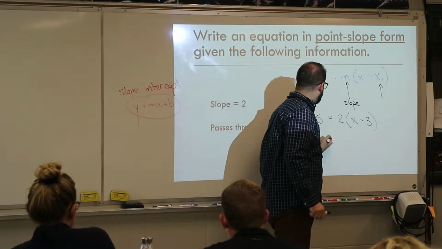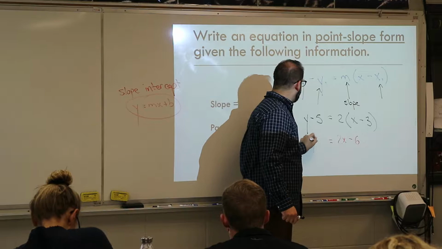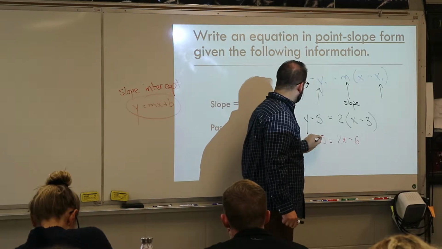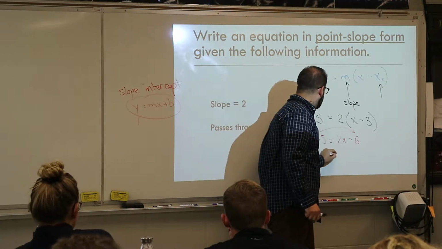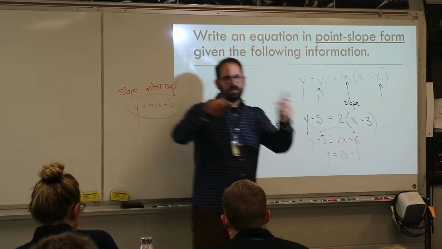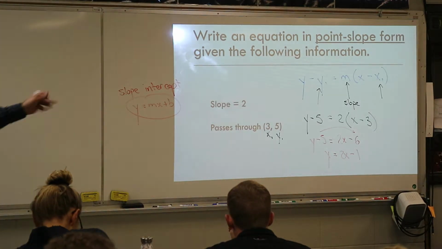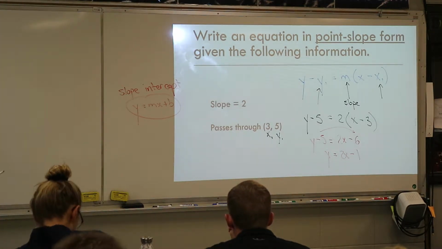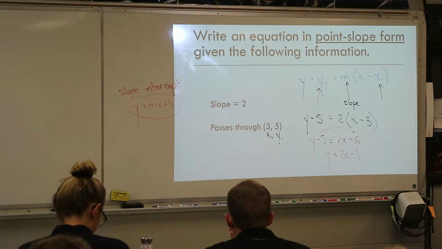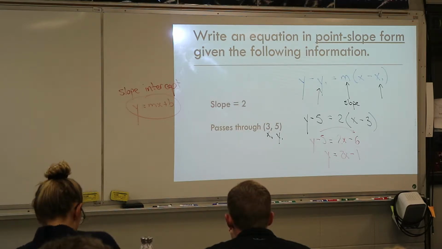Yeah, so you distribute the 2, right? And then you add that 5 across. You add the 5 over. So when you do that, here's what I would get. Because adding a 5 to the negative 6 makes me happy. And that would be slope-intercept form. Now, if it was a fraction, so be it. Whatever. Type it in your calculator if you need to. Okay, questions with how to go to a different form?